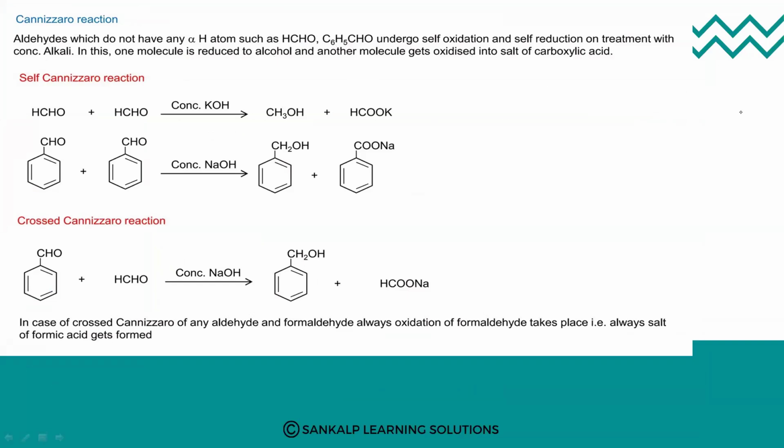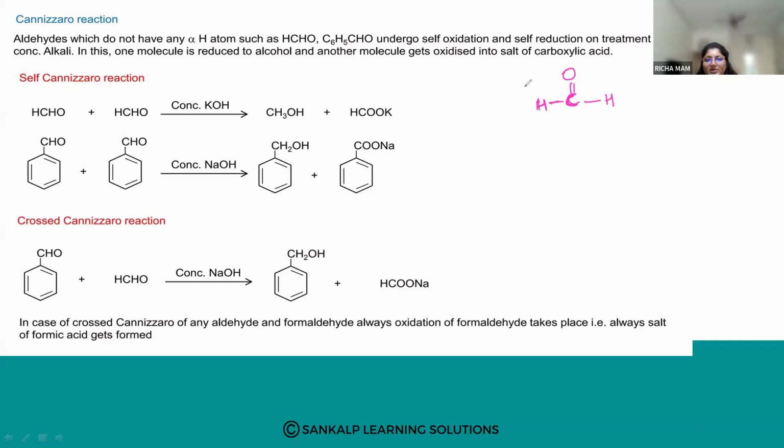So let us see the example. The Cannizzaro reaction is done on aldehydes which do not have an alpha hydrogen atom. Now I hope you know what an alpha hydrogen atom is. Here you can see, where is the alpha hydrogen atom? There is no such alpha hydrogen atom here, because alpha hydrogen means beside the carbonyl carbon, there should be a carbon, and to that carbon, alpha hydrogen should be attached. So there is no alpha hydrogen. It takes place in the presence of an alkali.